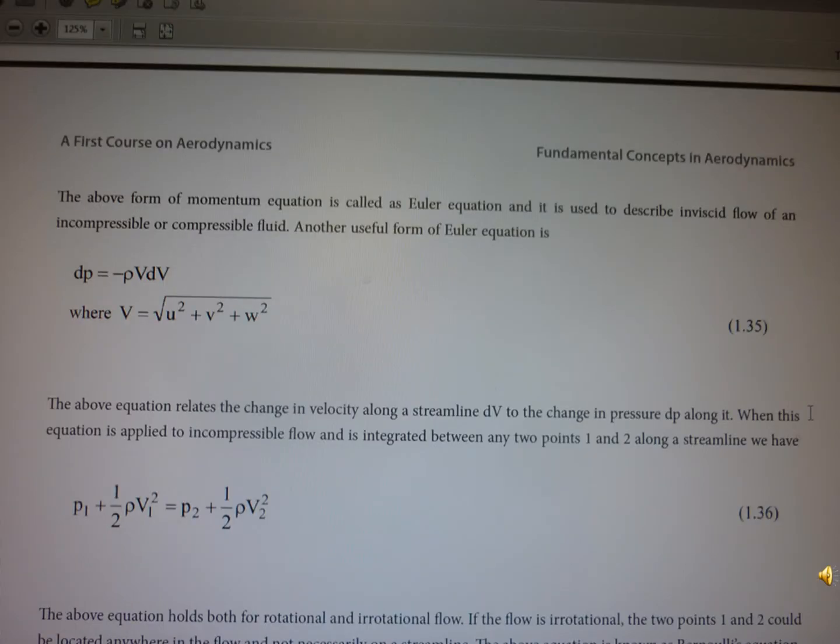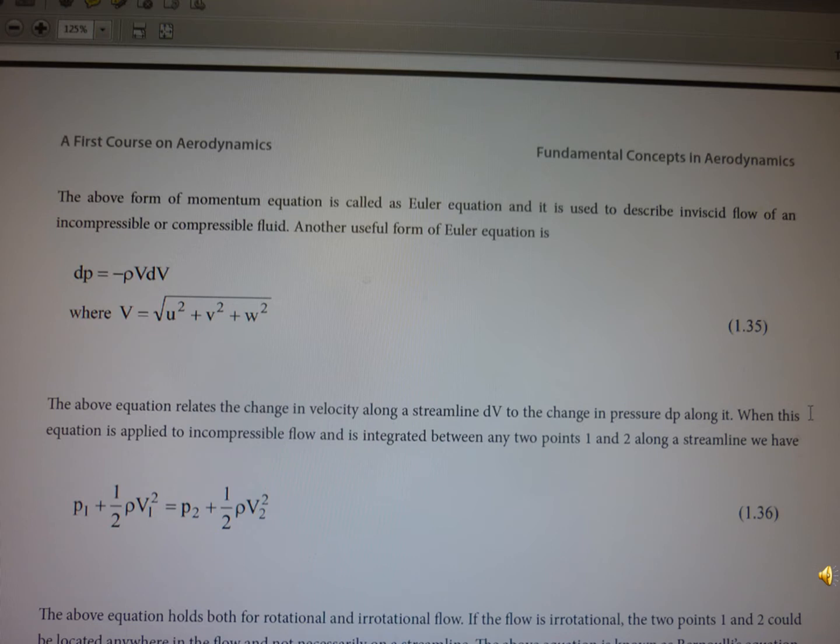In this case, dp is equal to minus rho V dV, where V is equal to the square root of u square plus v square plus w square. So the above equation relates the change of velocity along the streamline, dV, to the change of the pressure, dp, along it. When this equation applies to incompressible flow and is integrated between the two points, 1 and 2, along the streamline, we have p1 plus half rho V1 square equal to p2 plus half rho V2 square. So that is the equation we got.